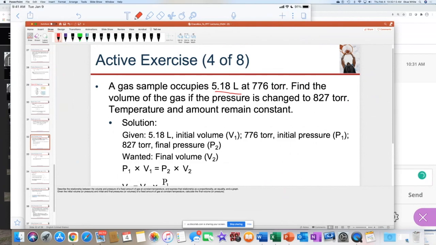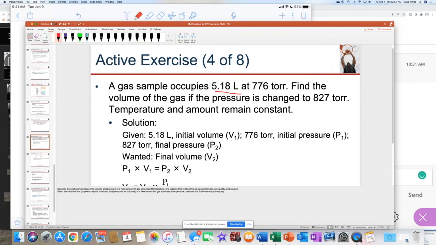So I'll show you what I'm writing a little bit. Volume 1, I have 5.18 liters, this volume right here. And this volume goes with that pressure. P1 equals 776 torr. And it says, find the volume of the gas, so if I already have a volume, they're asking me to find a different volume. The volume I'm looking for is volume 2. Okay, this is what I'm looking for. If the pressure is changed to, so the volume I'm looking for goes with this new pressure, which is 827 torr.